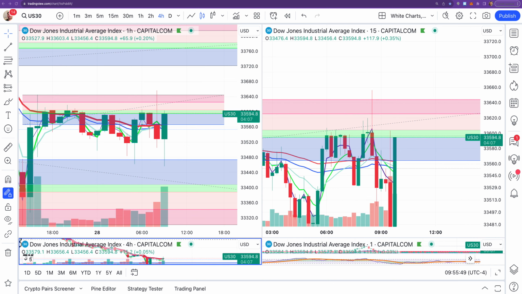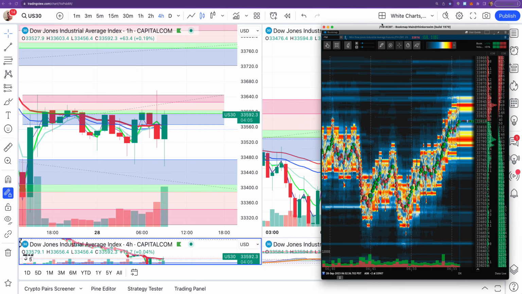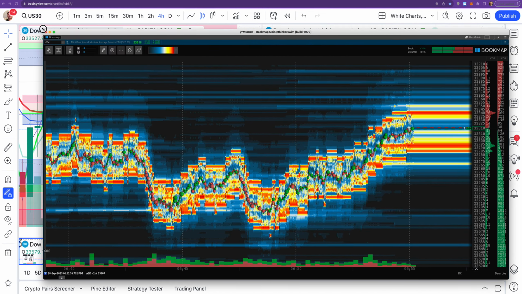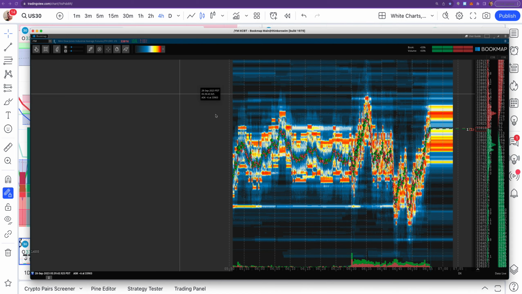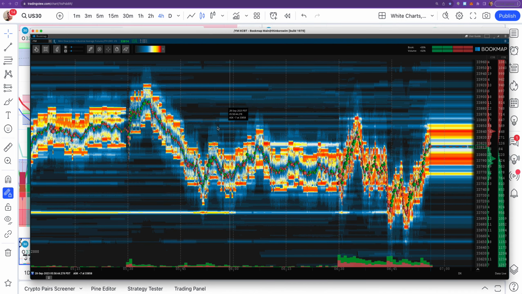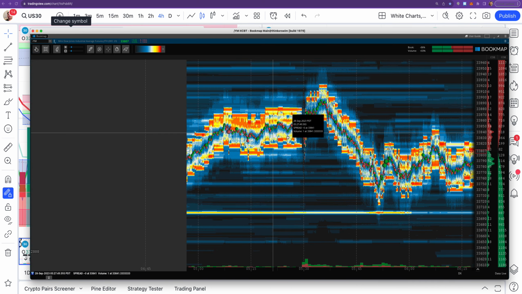And you can kind of see it here. I was looking at Bookmap to see the actual point of reversal, and that happened right here at this news right here.